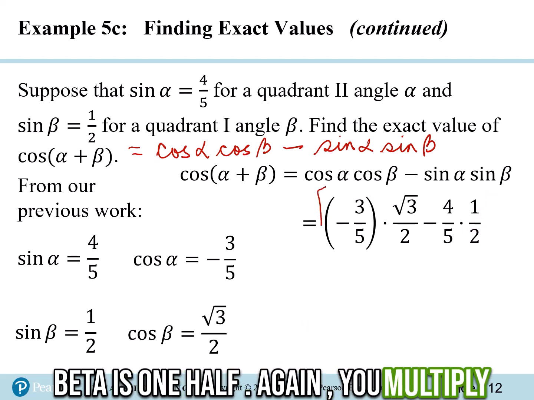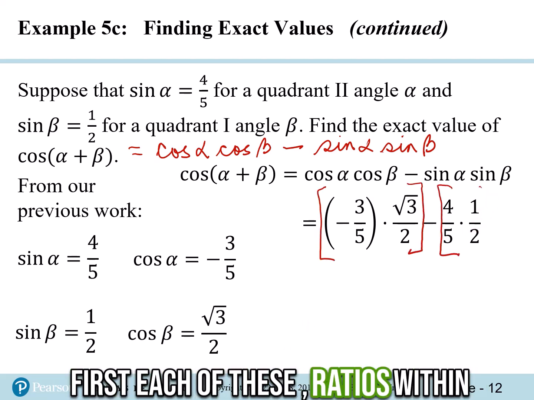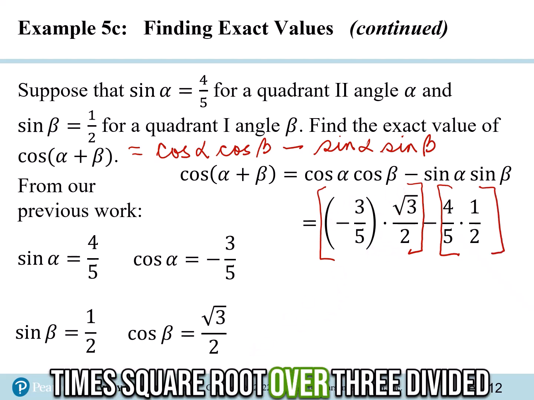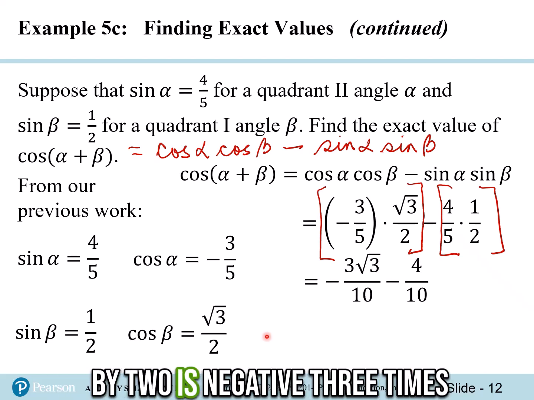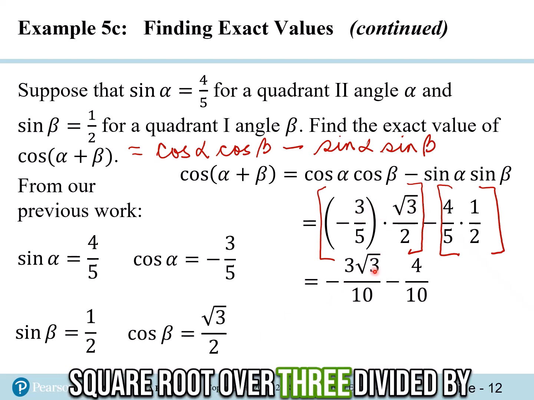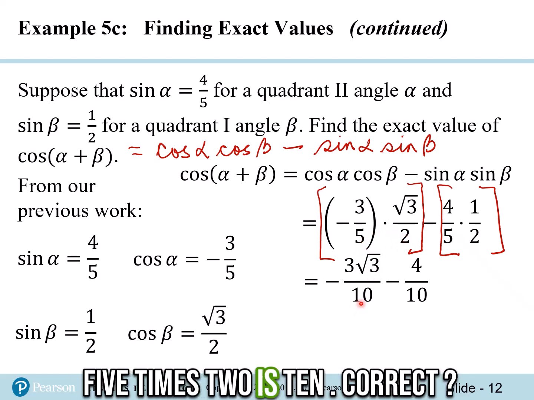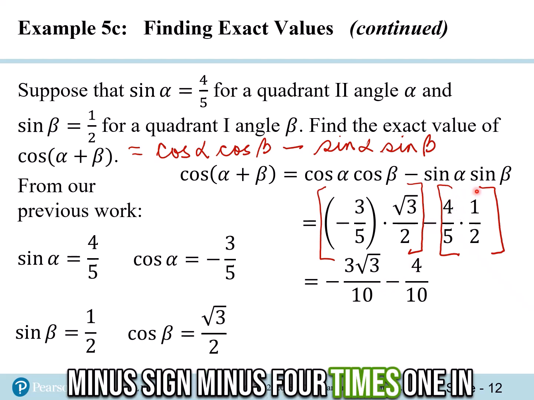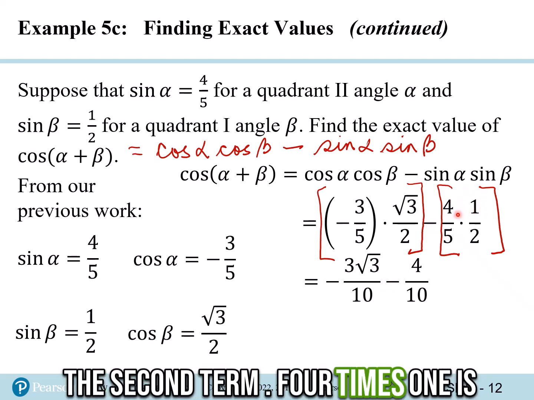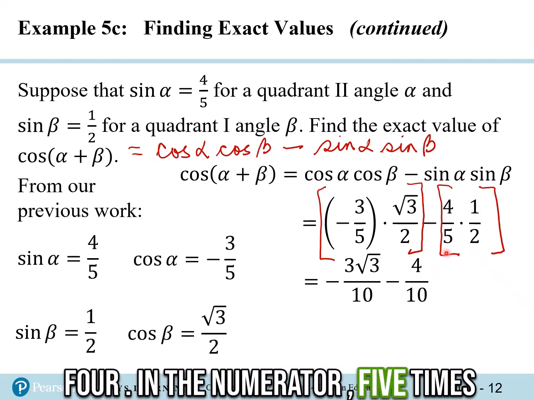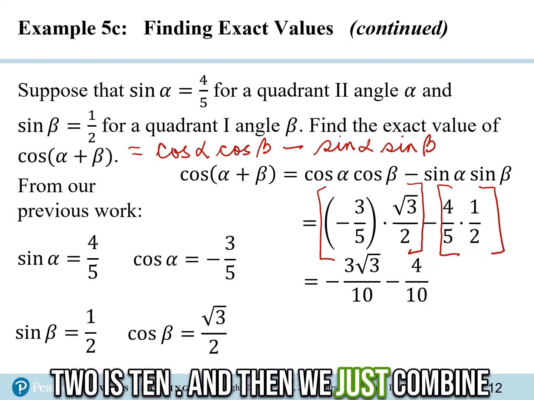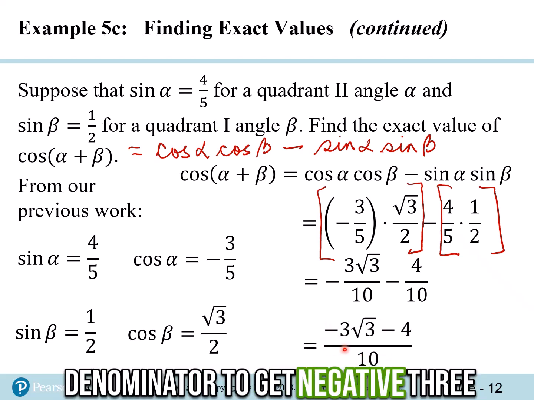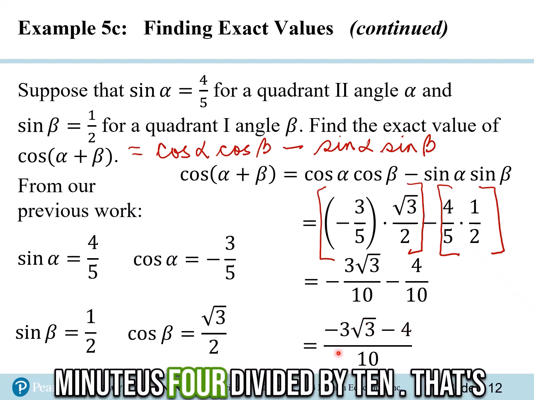Again, you multiply first each of these ratios within the terms. So -3/5 times square root over 3 divided by 2 is -3 times square root over 3 divided by 5 times 2 is 10. Correct? That's the denominator. And then minus sign, minus 4 times 1 in the second term. 4 times 1 is 4 in the numerator. 5 times 2 is 10. And then we just combine the two fractions under a common denominator to get -3 times square root over 3 minus 4 divided by 10.